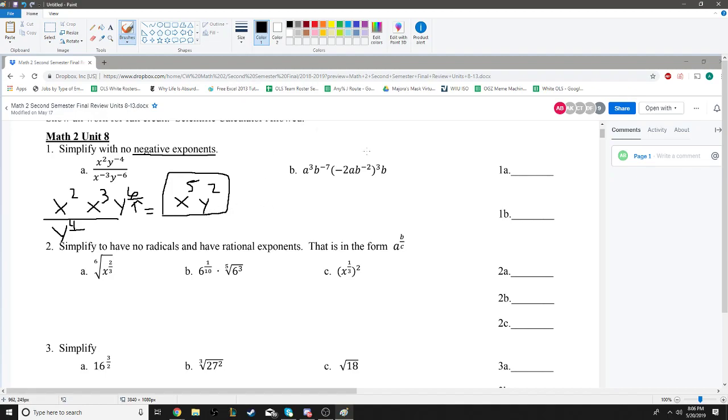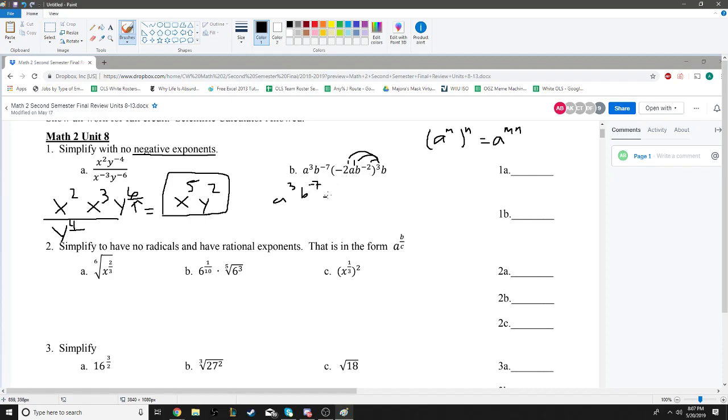Okay, for part B, we need to make sure that we know that the negative 2 has its own exponent and the a has its own exponent. And the exponent to the exponent rule, remember, a to the m raised to the n power, means you multiply the exponents together. So we're going to distribute this 3 into every exponent. So we get a to the 3rd, b to the negative 7.